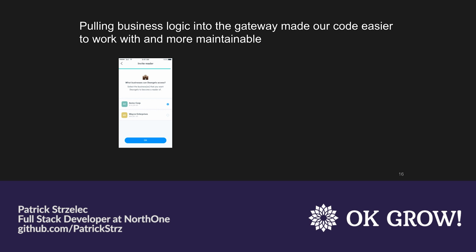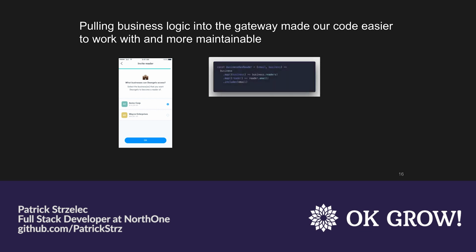Another interesting thing is pulling business logic into the gateway. We have a lot of power here. The text is kind of small, but basically here, this is a selection screen where we want to pre-select a few of these inputs based on whether this user, D'Angelo, has access to a business. Typically, you might get back a business which has a bunch of readers on it, and you might map through those and figure out if they include the email that we already have.